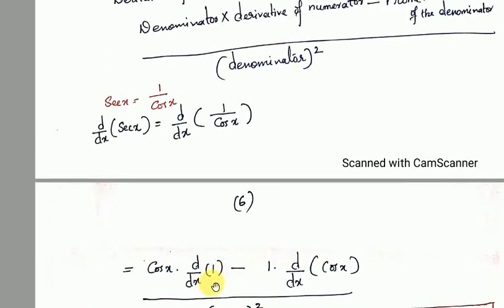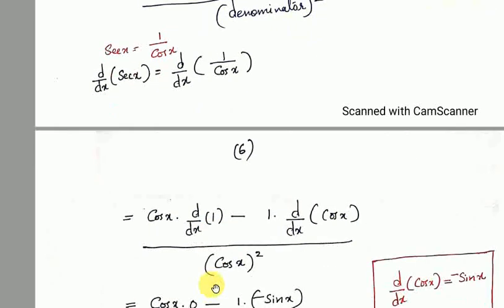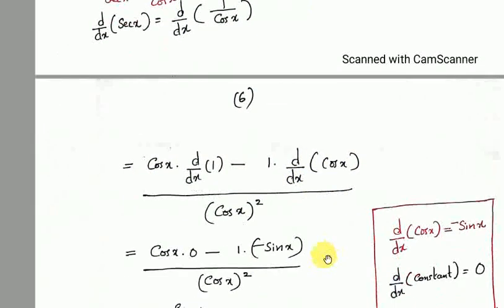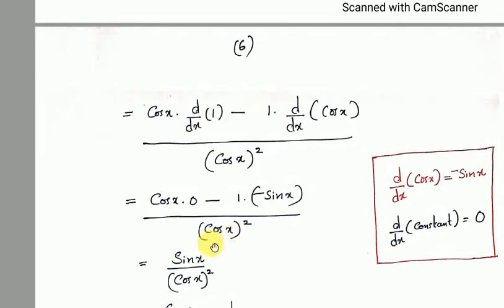What is the derivative of 1? We studied that the derivative of a constant is 0. 1 is a constant, so the derivative of 1 becomes 0. What is the derivative of cos x? Minus sin x. So cos x into derivative of 1 is 0, minus 1 into derivative of cos x, which is minus sin x, whole divided by cos x the whole square.